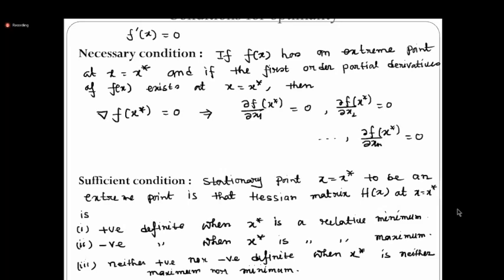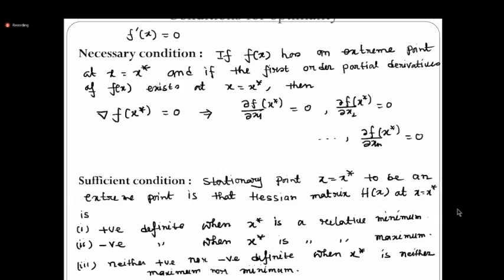If the Hessian matrix at that point is positive definite, then the point will give us the relative minimum. If it is negative definite, then it will give us the relative maximum. And if it is neither positive nor negative, then it will give us a saddle point. Is it okay?